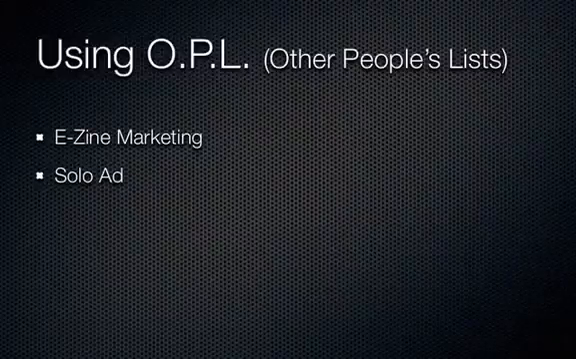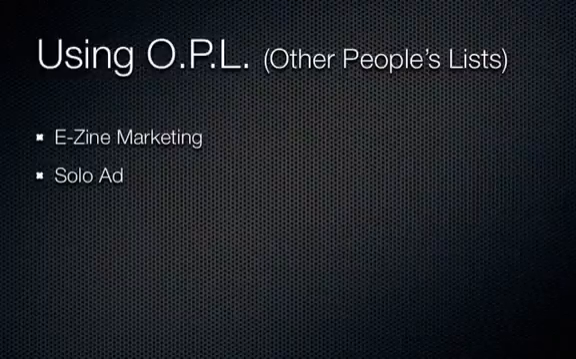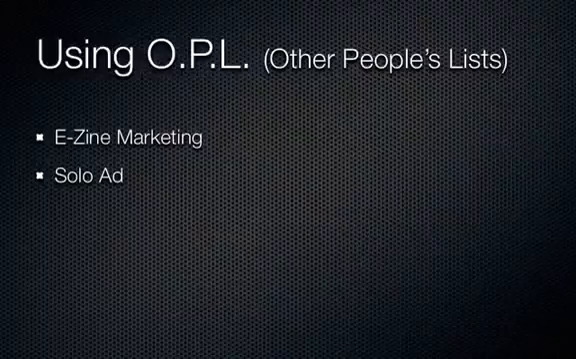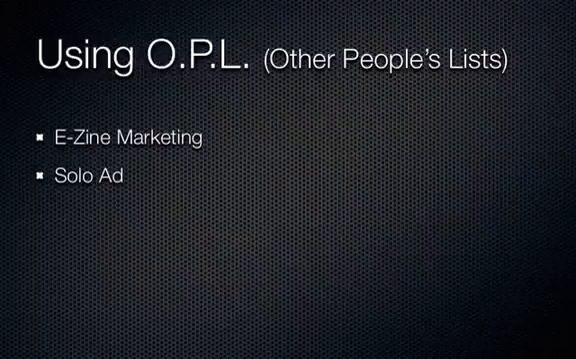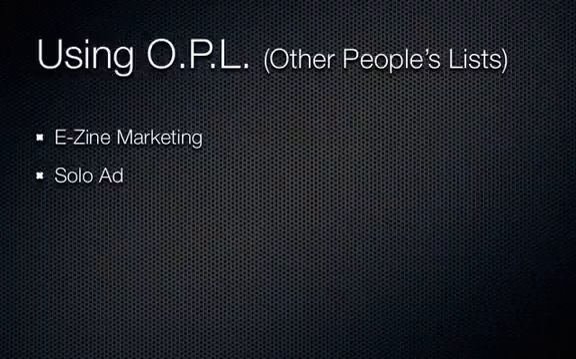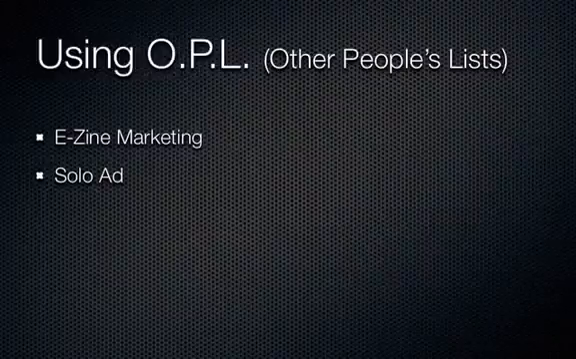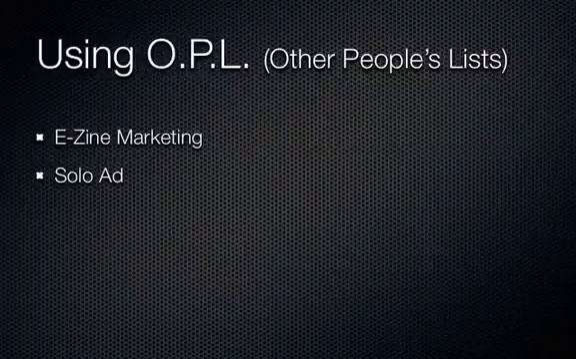So think about this. There are e-zine publishers that have thousands and thousands of subscribers on their lists, people who are very interested in a particular topic. I know some publishers who have 3, 4, 5 million subscribers on their lists. But the average e-zine publisher will have anywhere from about 20 to 100 or 300,000 subscribers.